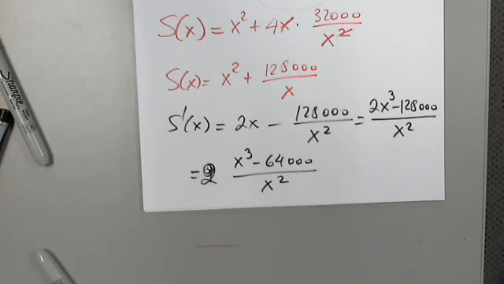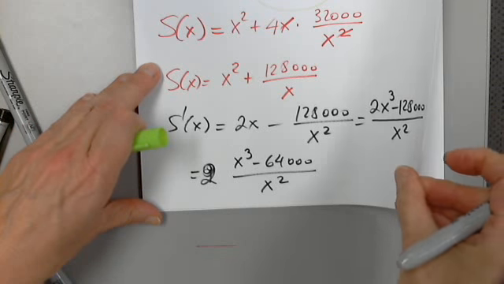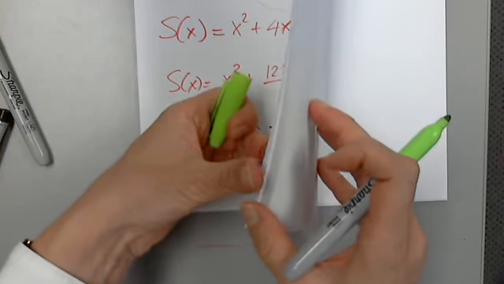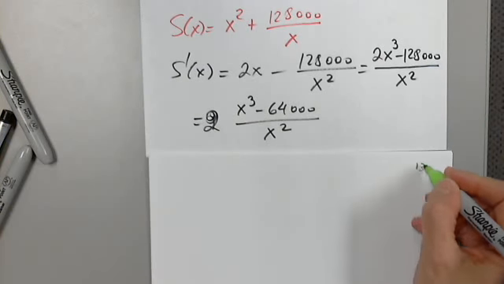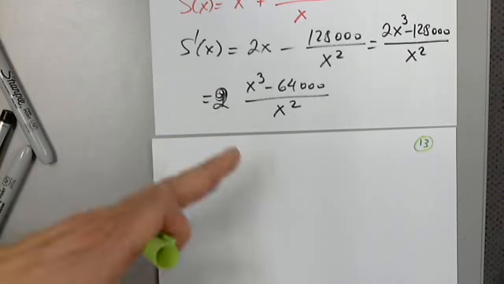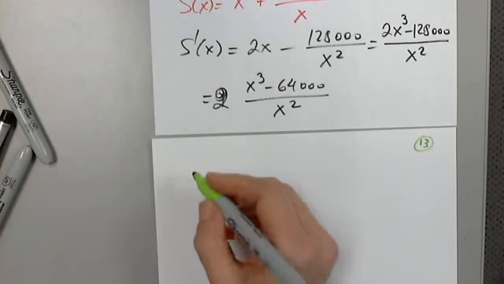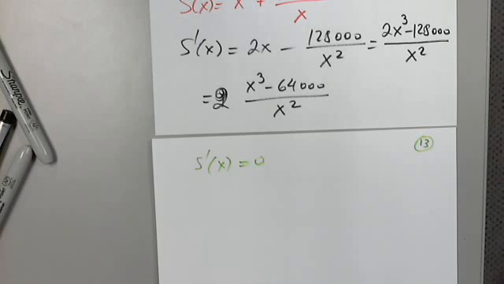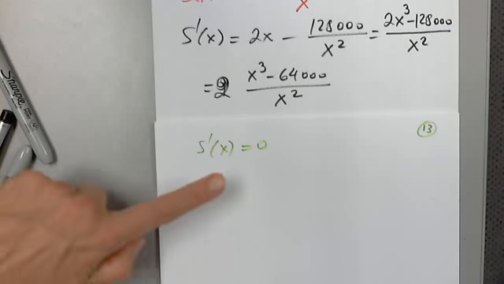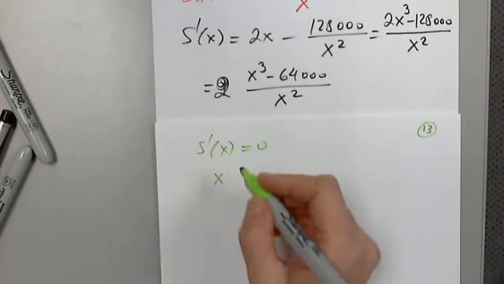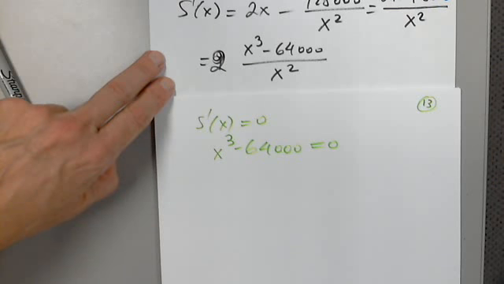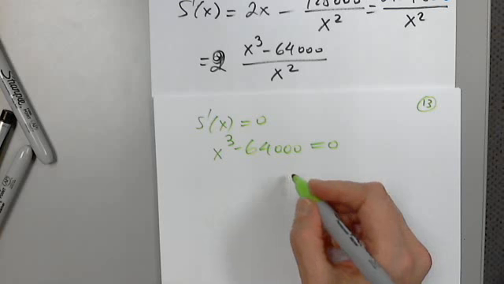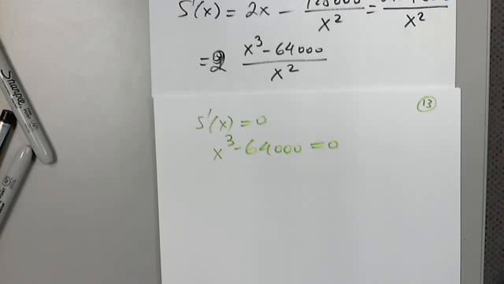What next? Yes. No critical numbers from S prime being undefined. I know I repeat myself a lot, but I need to refresh your memory that critical numbers come from two sources. But there is no point here, x cannot be 0. So S prime of x equals 0 means what? x cubed minus 64,000 equals 0. This has 3 solutions, but 2 will be imaginary, and we only need the real solution.